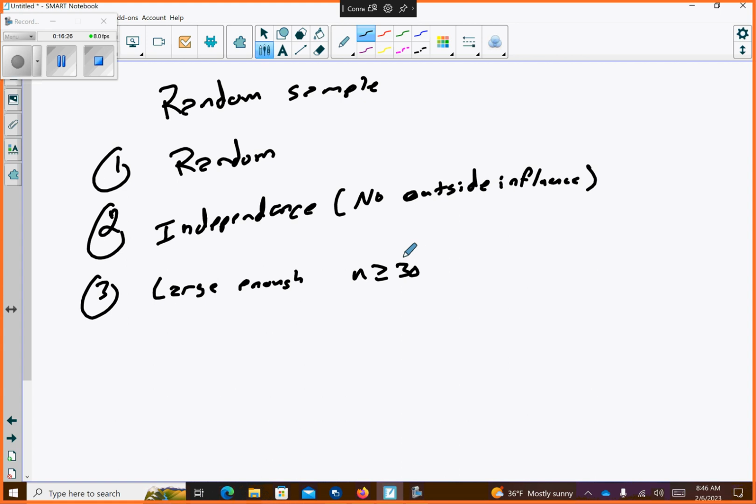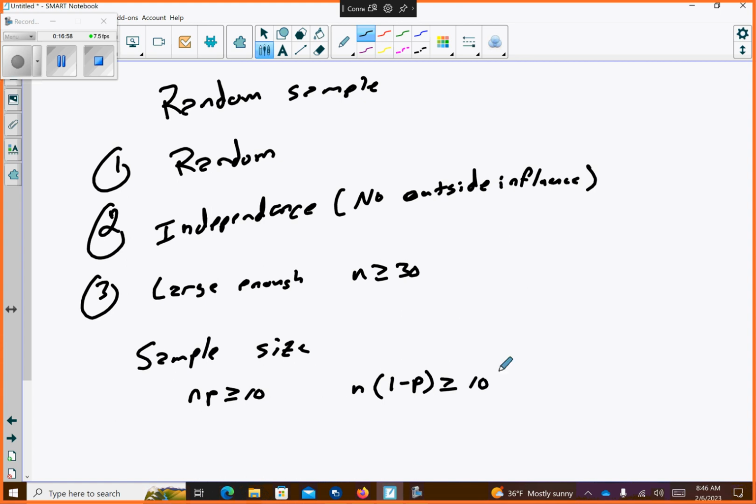For the means, the random sample simply has to be 30 or larger to give us confidence that the sampling distribution is normal. For proportions, the rule of thumb is a bit different. If we're looking at the sample size, this has to be taken into account. N times P has to be greater than or equal to 10, and N times 1 minus P has to be greater than or equal to 10.